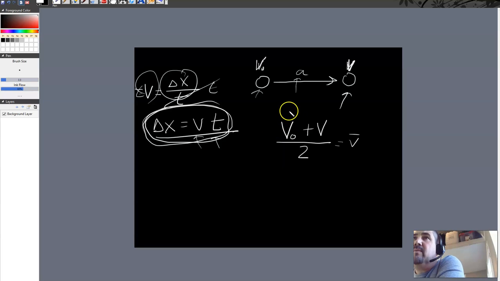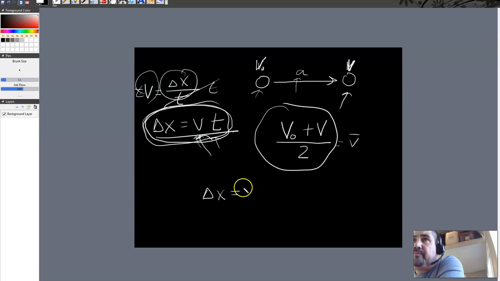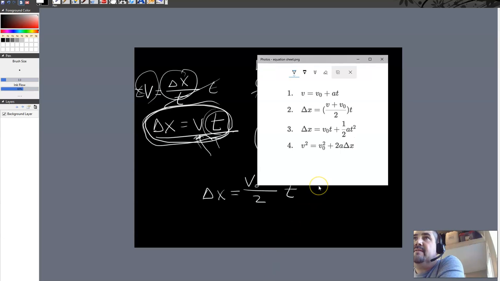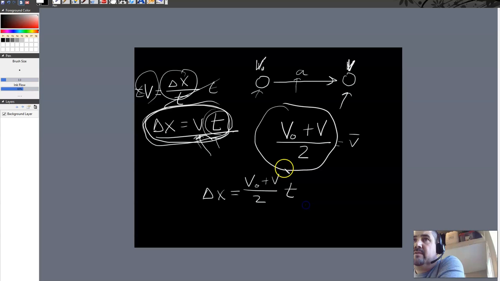So what we're going to do is plug this in where this goes, and then we get delta x equal to this stuff right here, v0 plus v over 2, and then times t, because we don't forget about the t. And that should be it. Yeah, that's it right there. They just put a parenthesis around it, so let me do that so it looks the same. Do that stuff first, and then multiply by t, and that'll tell you how far something goes when it changes speeds. So if it goes from one speed to another, we can use this equation.